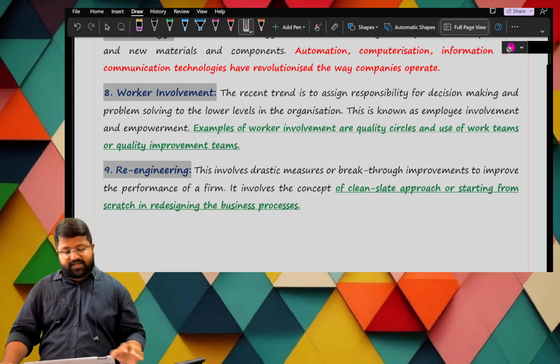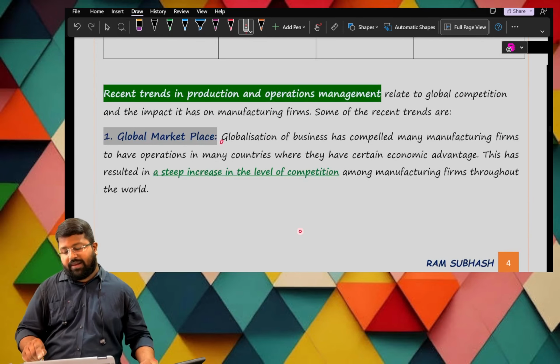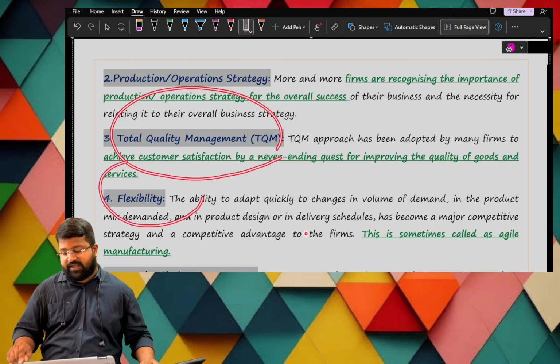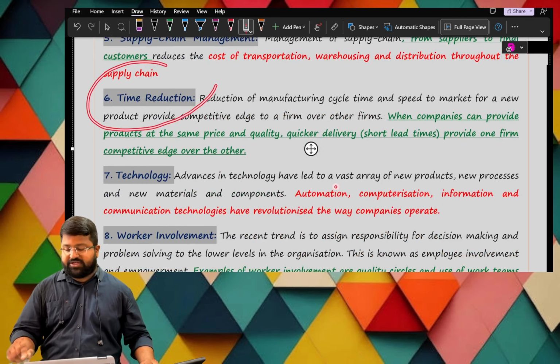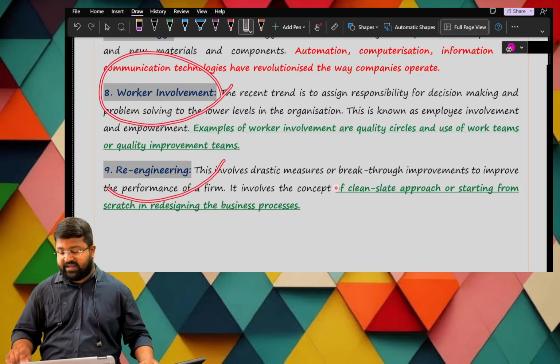These are the recent trends. What is the first trend? Global marketplace. What is the second trend? Production and operation strategy. What is the third one? Total quality management, flexibility, and supply chain management, time reduction, technology, worker involvement, and re-engineering.